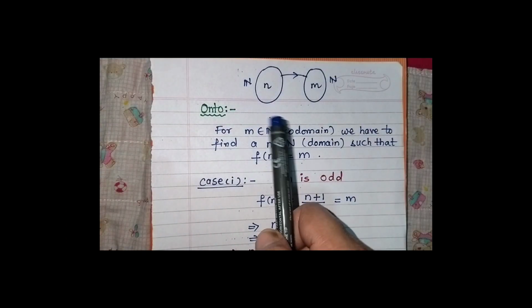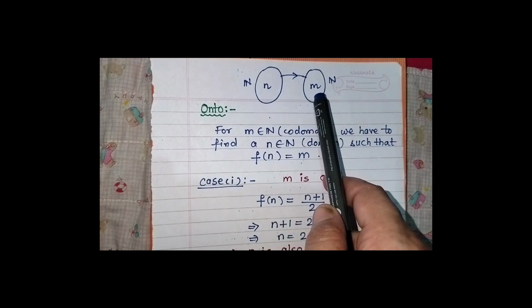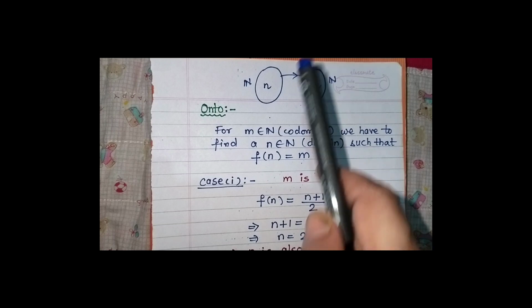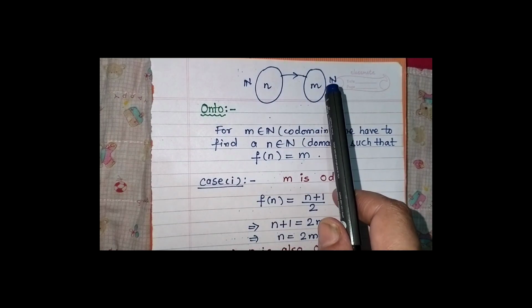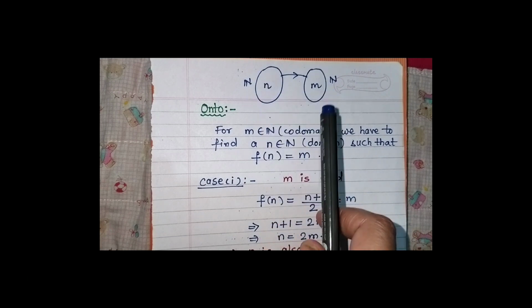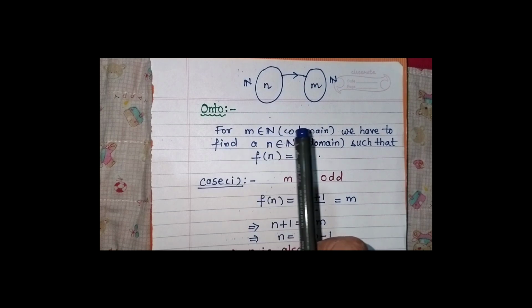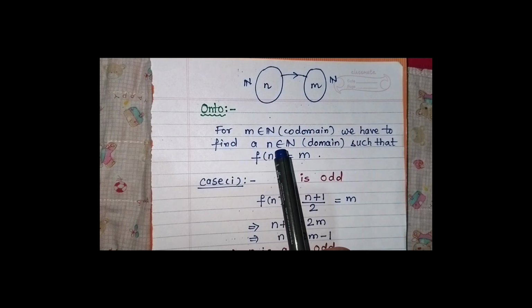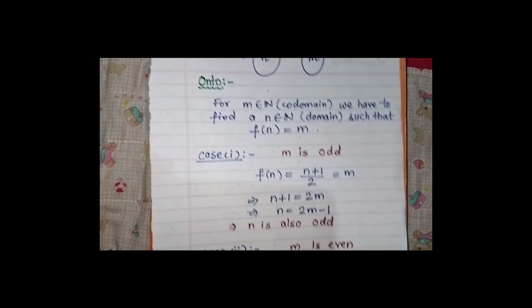Okay, now in case of onto, suppose the numbers in the domain are denoted by n and the numbers in the codomain are denoted by m. Now in onto, we have to select any arbitrary element from the codomain and find its pre-image in the domain. If you are able to do so, that means the function will be onto. So for m belongs to N in the codomain, we have to find an n in the domain such that f of n is equal to m. Because here you have two cases, one odd and one even, you have to write for each one.